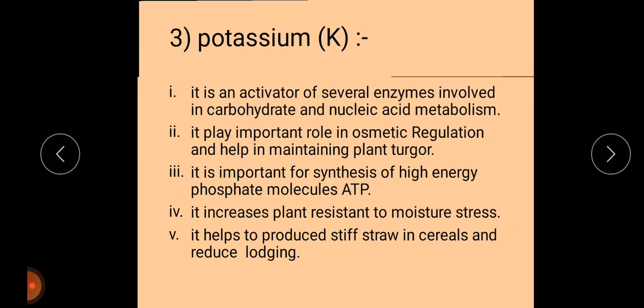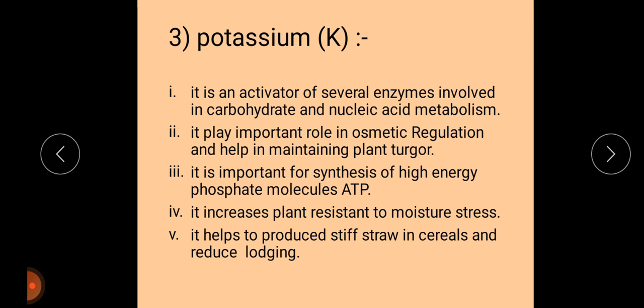Then after that we discuss potassium, the third major nutrient. It is the activator of several enzymes involved in carbohydrate and nucleic acid metabolism. It also plays an important role in osmotic regulation and helps in maintaining plant turgor. So turgor pressure is developed in plant leaves, and it plays an important role in stomata opening and closing. The third one is that it is also important for the synthesis of high energy phosphate molecules, ATP.